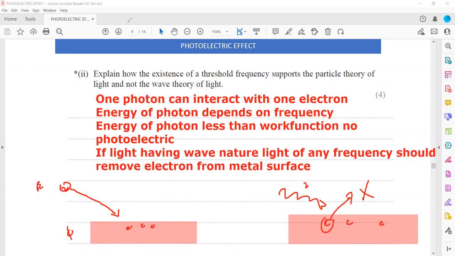Is this part clear? How does this threshold frequency support the particle theory of light, not the wave theory? Yes, sir.